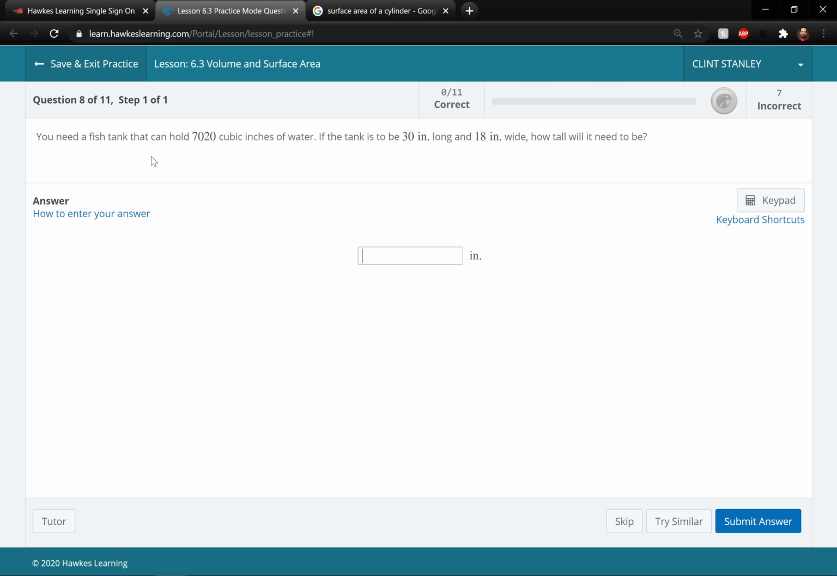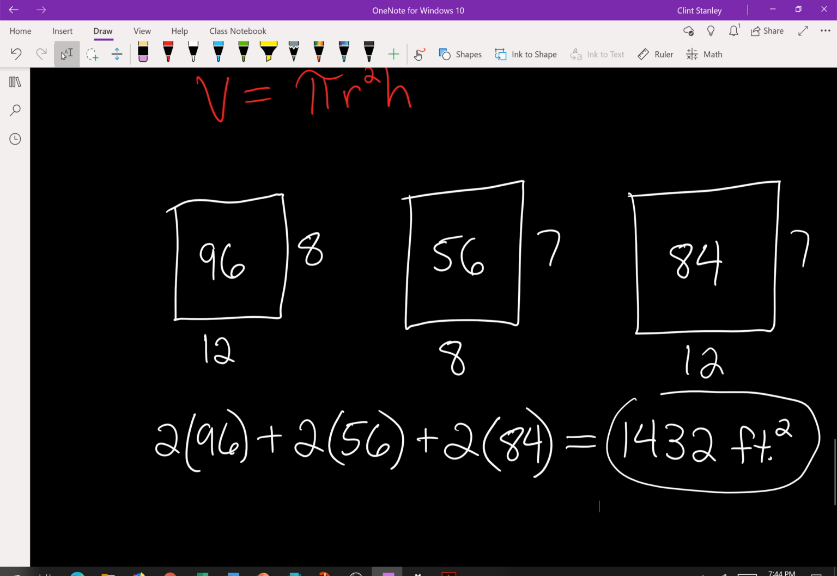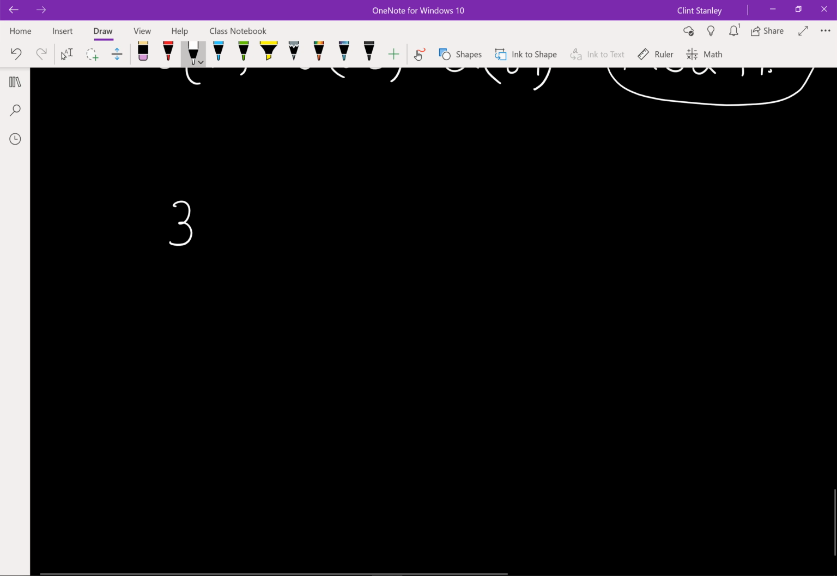For 8, we've got a fish tank, and it doesn't tell us, but it's going to be a rectangular solid. So not curved or anything. We've got a rectangular solid here that needs to hold 7,020 cubic inches of water. The tank is 30 inches long, 18 inches wide. How tall will it need to be? And normally we do length times width times height. So we would have 30 by 18 times however tall it is, h.